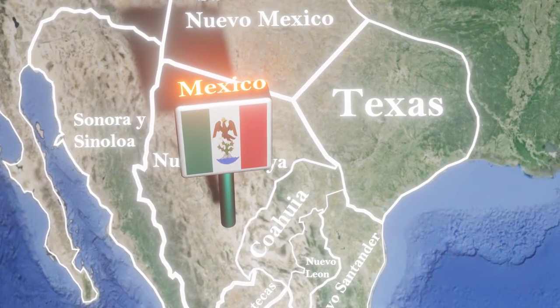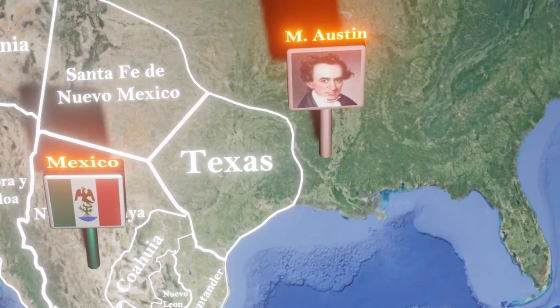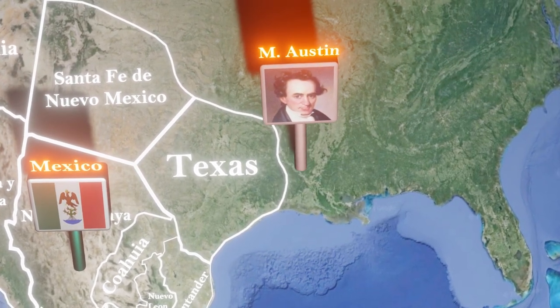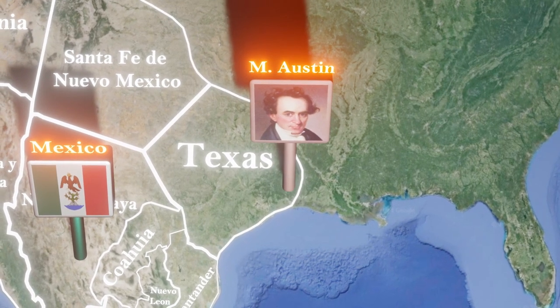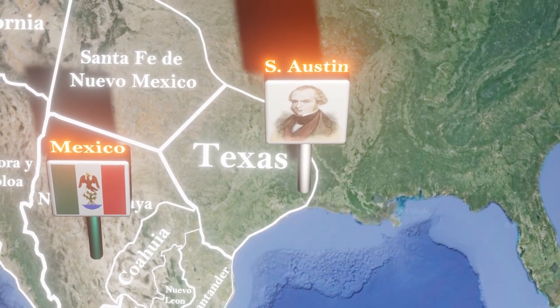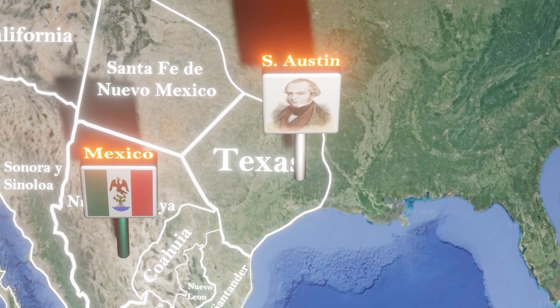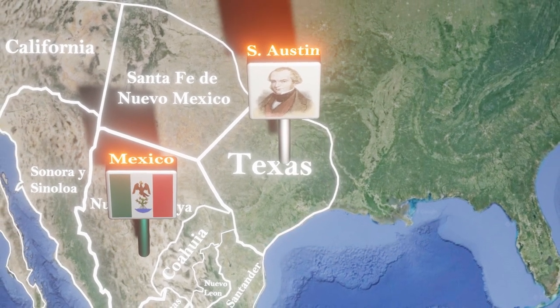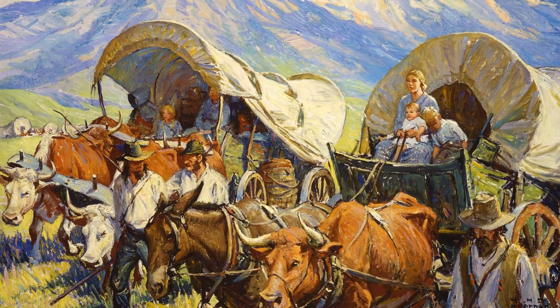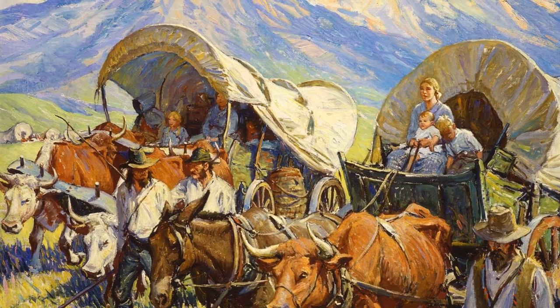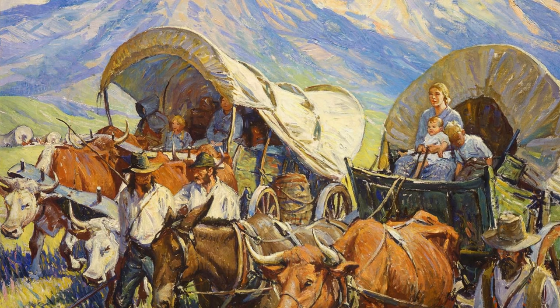One of the first to take advantage of this opportunity was Moses Austin, an American settler who secured permission to bring 300 American families to Texas. After Moses Austin's death, his son Stephen Austin fulfilled his father's vision, bringing in settlers who later became known as the Old 300. The settlers, primarily from the United States, were attracted by the promise of land and economic opportunity.